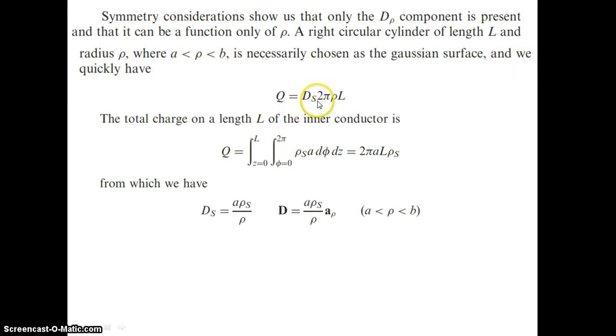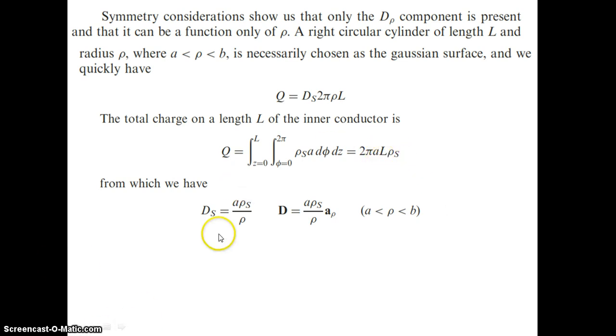So we have Q equal to Ds into 2 pi rho L, since 2 pi rho is the perimeter and the length of the cylinder is L. The total charge on the length L of the inner conductor is Q equal to the double integral, z equal to 0 to L, phi equal to 0 to 2 pi, of rho s a d phi dz, which is equal to 2 pi a L rho s.